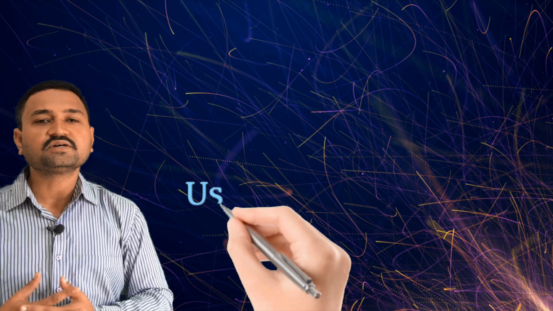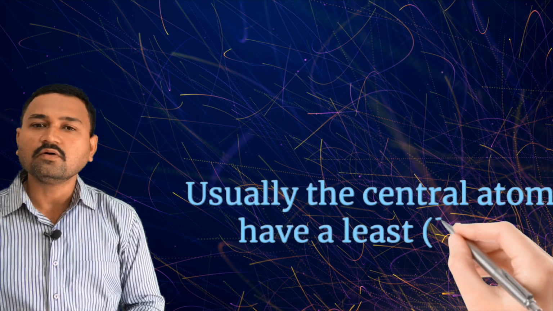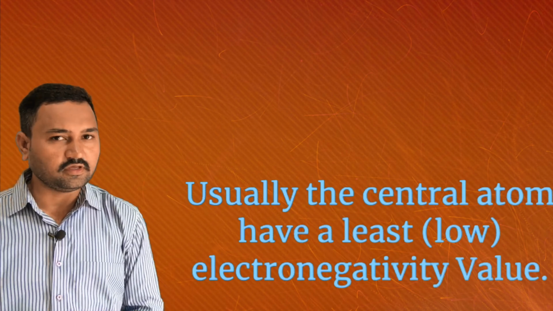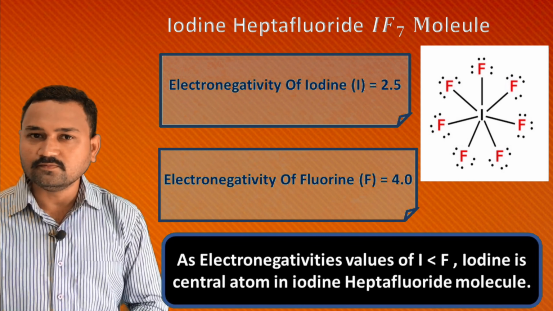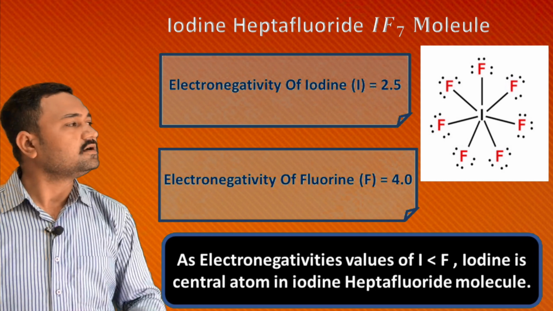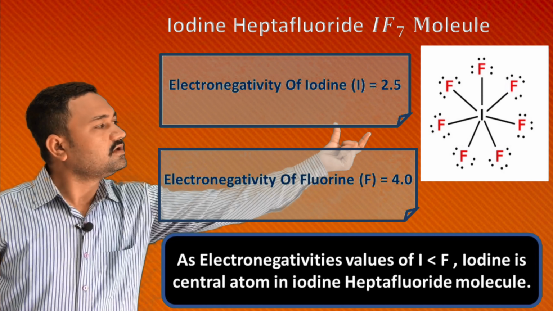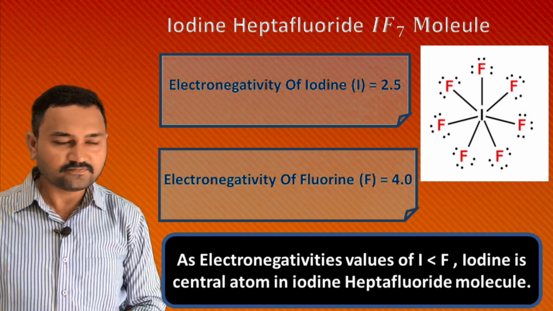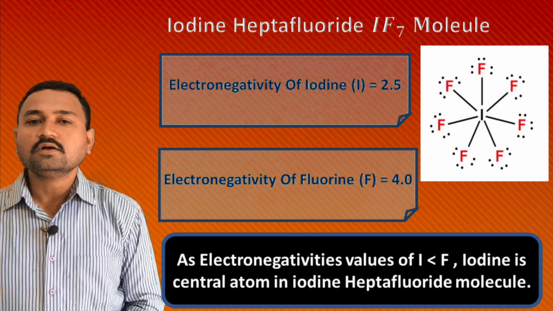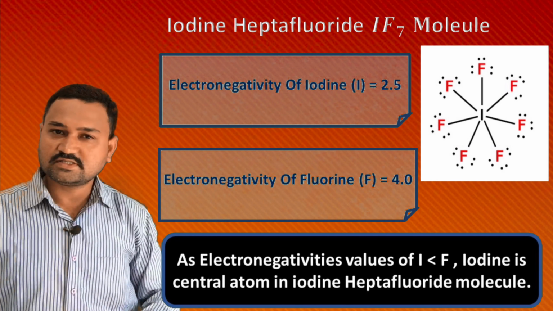Let us consider the third criterion. Usually the central atom has the least electronegativity. So here I have taken the example of the IF7 molecule. We know that the electronegativity of iodine has a lower value than the electronegativity of fluorine, that I have shown here. So here iodine will be the central atom.